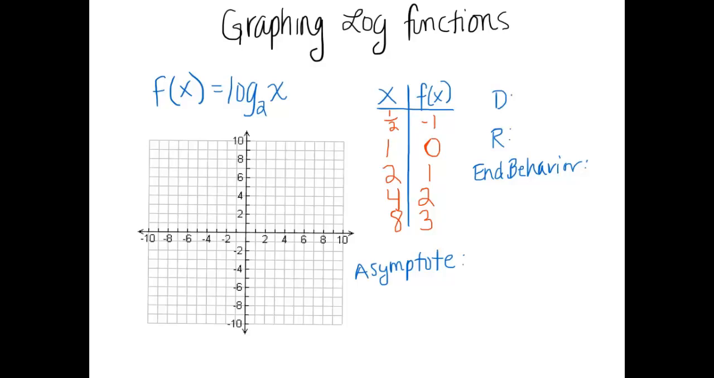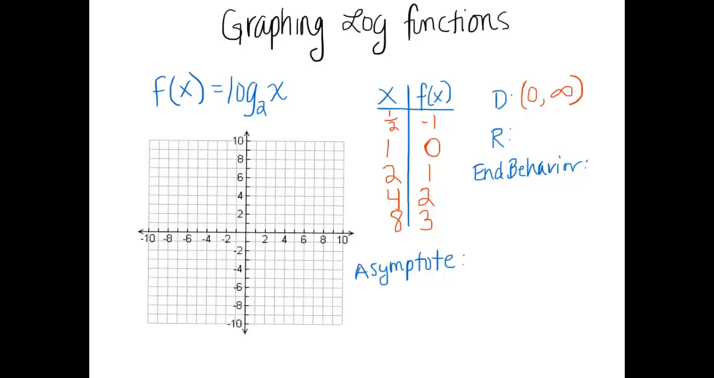So notice we can get negative values as our outputs. Negative values as our inputs, though, wouldn't make sense. There's no number that we can raise 2 to the power of that will give us a negative output. So you'll notice our domain is, well, we weren't allowed to plug in 0, but we can plug in very small positive numbers, and then we can go as far out as we want. So our domain for this is actually 0 to infinity.